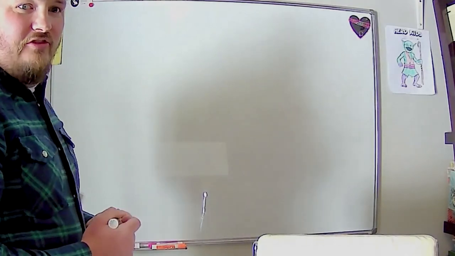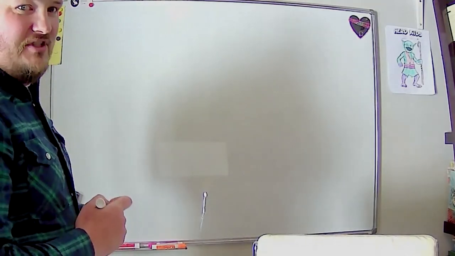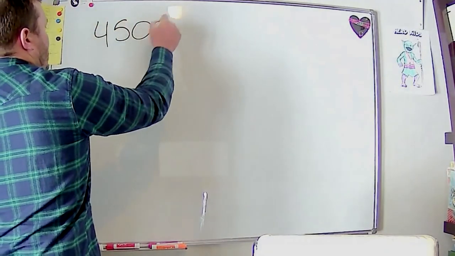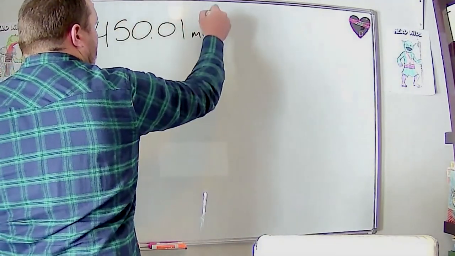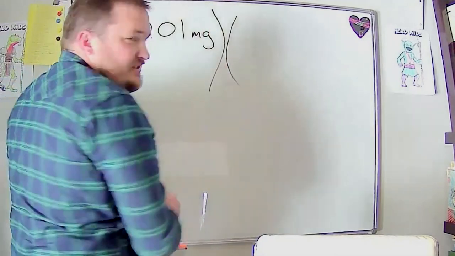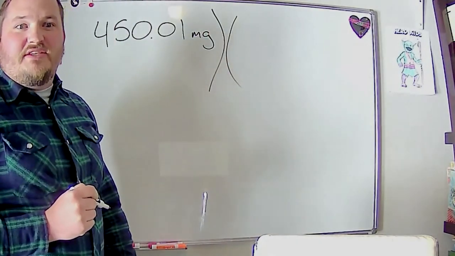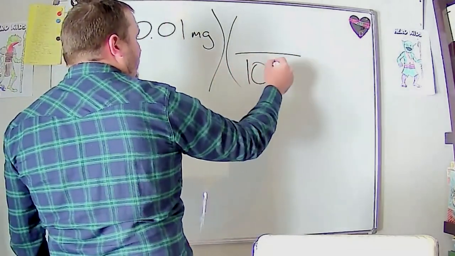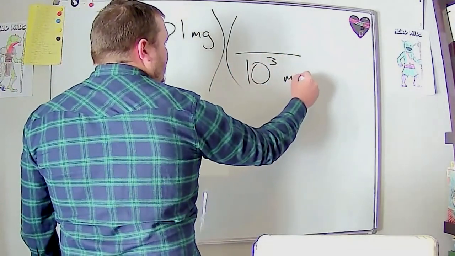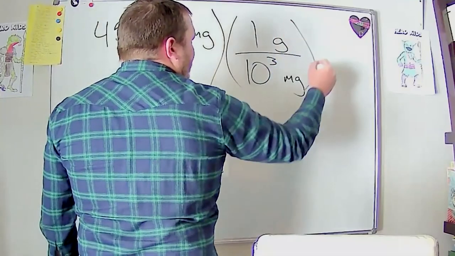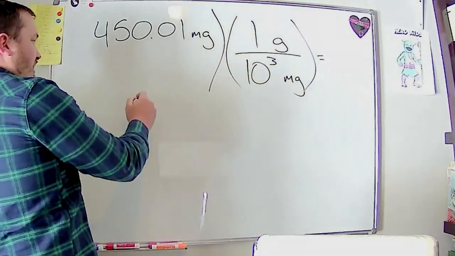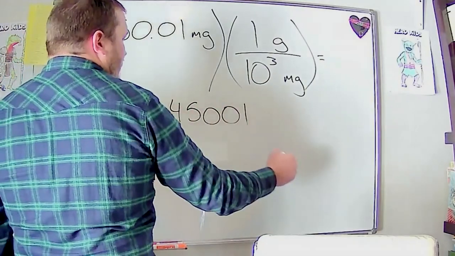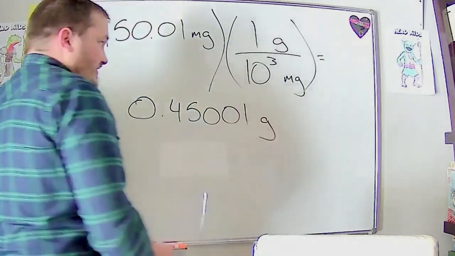Let's do 450.01 milligrams to grams. Well, that's going to be a one-step conversion because we're going to our base unit from milligrams to grams. So you just have to make sure that you get the right multiplier. 1,000 milligrams is 1 gram. So we're going to be dividing by 1,000. So 0.45001 grams.